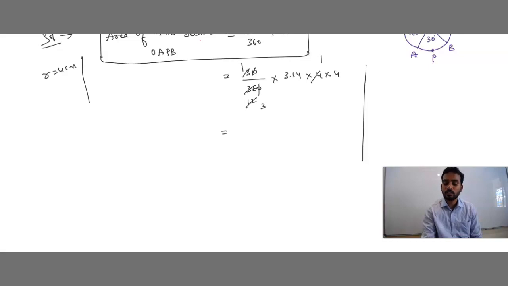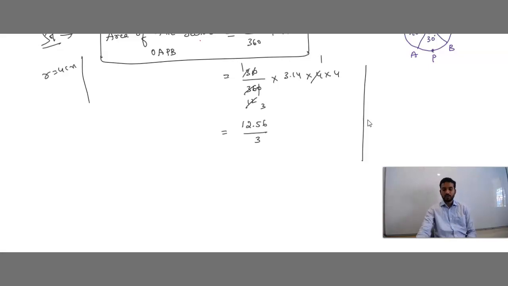Anyways, 3 tables, right? 3.14 into 4 divided by 3. Just multiply 3.14 into 4 divided by 3. I'll tell you the approximate answer. You will be getting something like 12.5. Just let me see. I don't want to guess the numbers. Let me try. If you multiply 3.14 into 4, it is 12.56 divided by 3.